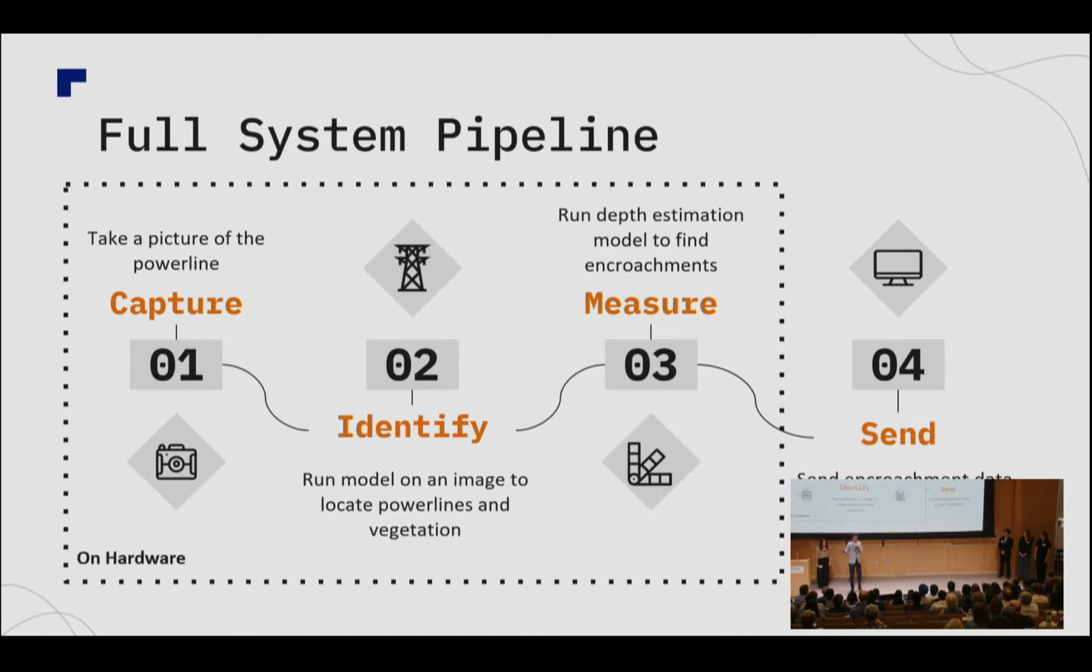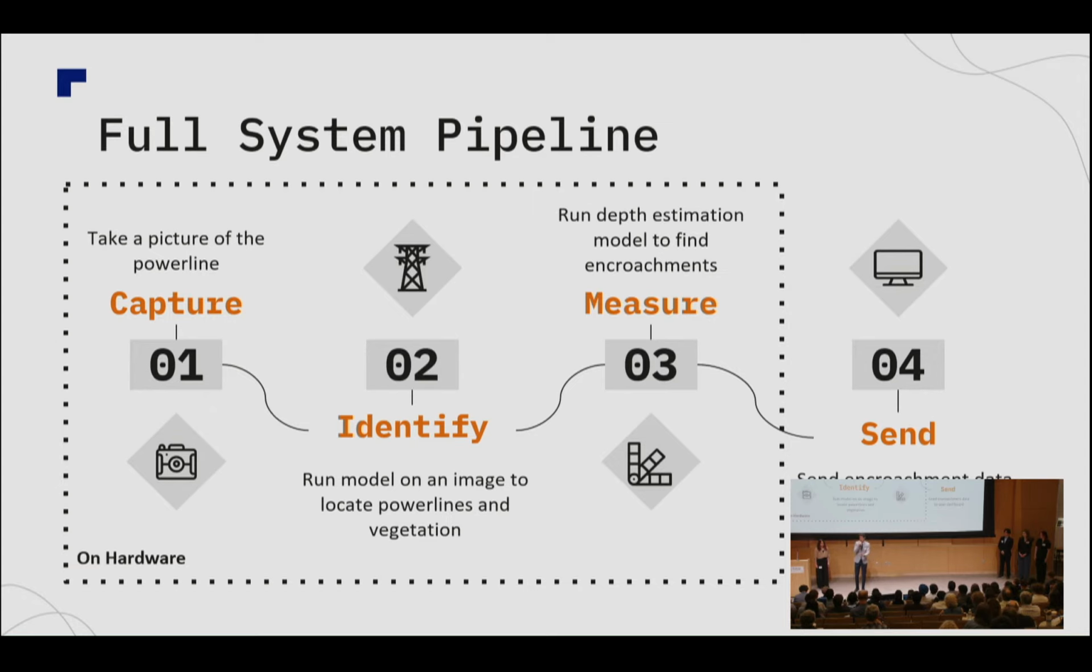And here's an exploded view of what that might look like. So on the device, we'd have a camera that can take photos of our powerline scene. We now have two computer vision models that can then analyze that image. So the first is something called a segmentation model. And this can look at our image and determine exactly where the power lines and the vegetation are. With that information, we can then run a depth estimation model, which can look at our image and find the distances between all of the individual pixels.